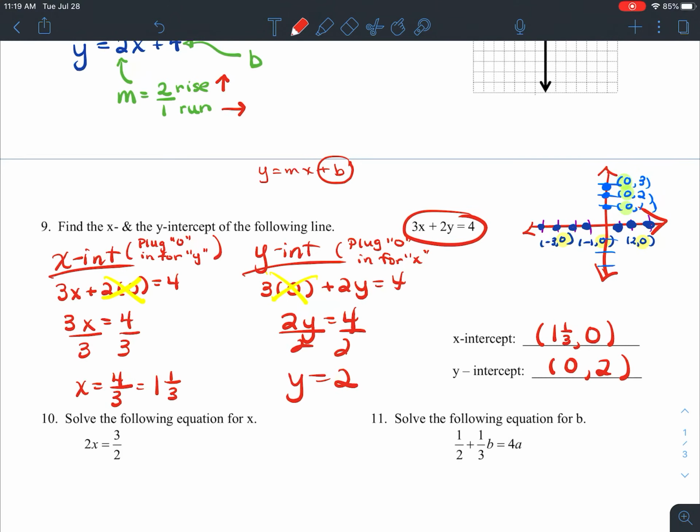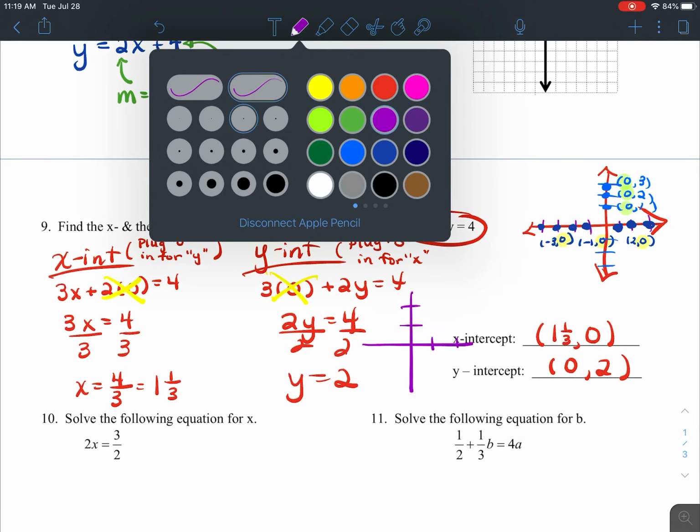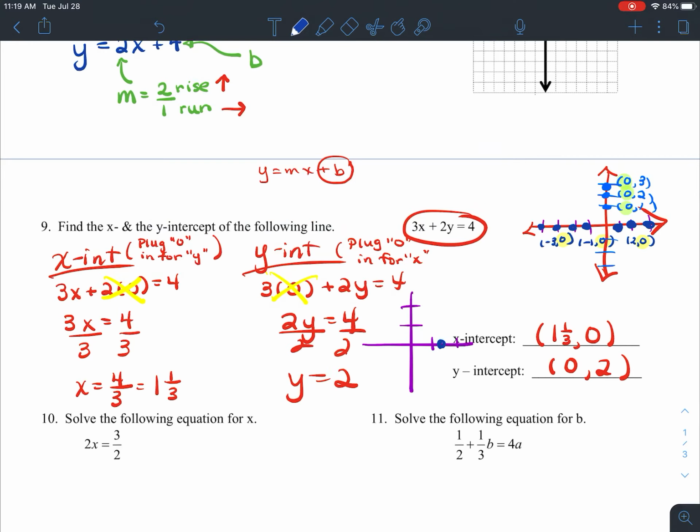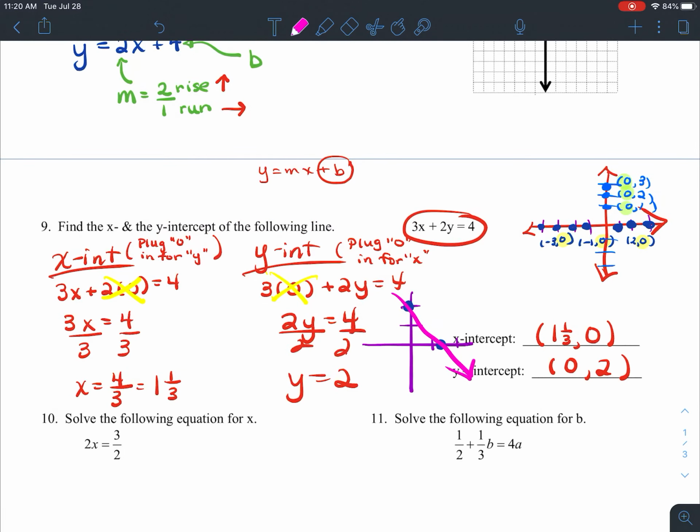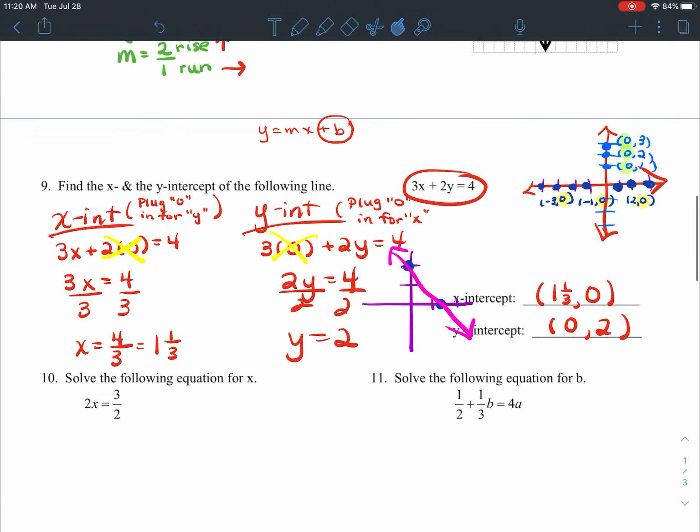Okay, so this problem did not ask us to graph this line, but if it did, all you need are 2 points. So we could plot roughly 1 1/3 on the x-axis, come up to 2 on the y-axis, and then we could connect those 2 points together to get our graph. Okay, moving on to number 10.